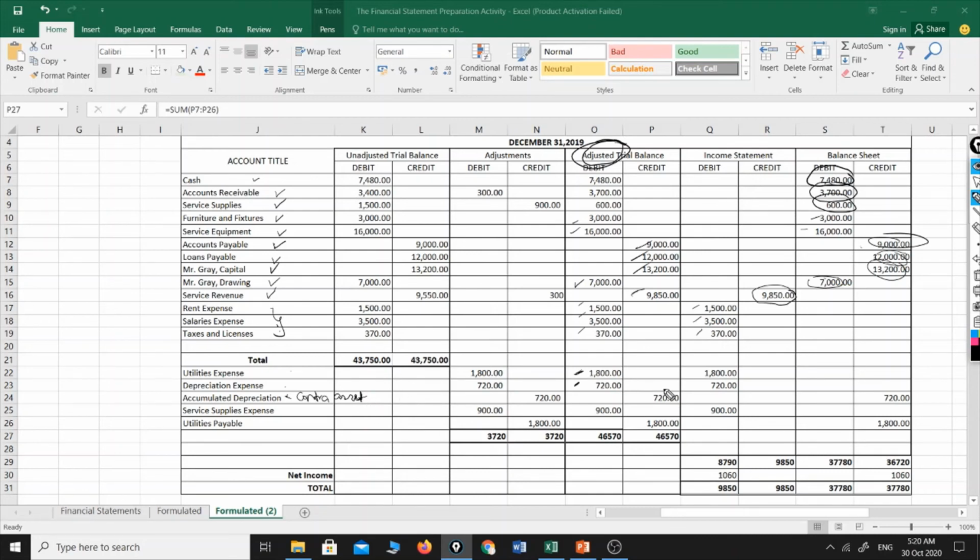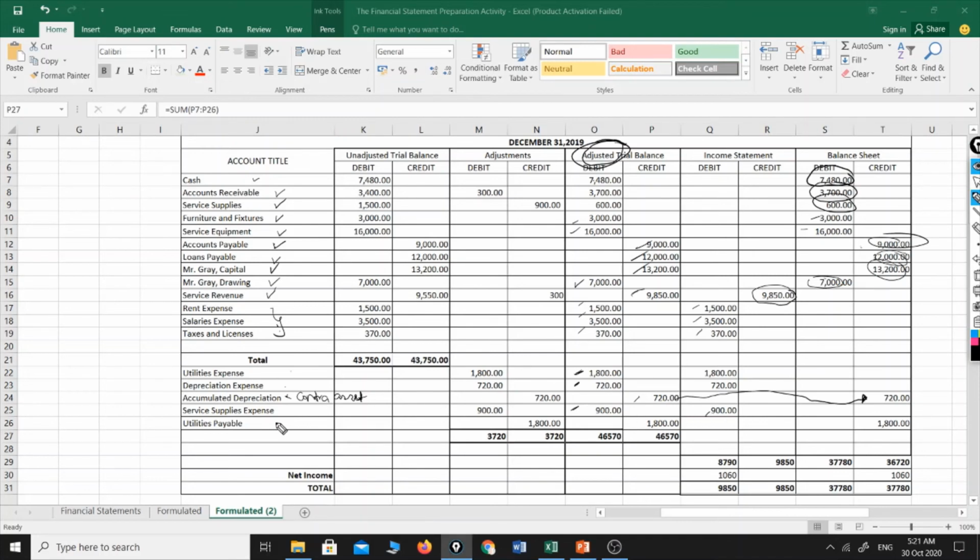So on the balance sheet, we have a credit balance of 720. We just extend this one to our balance sheet section, credit 720 also. Okay. Next is the service supplies expense, another expense account. This should be on our income statement section, debit column 900.